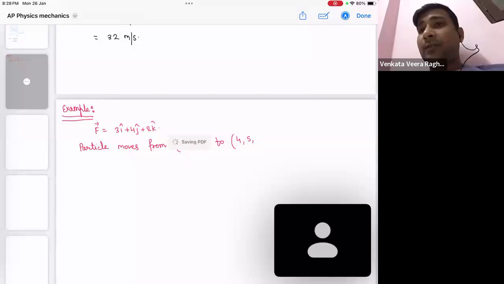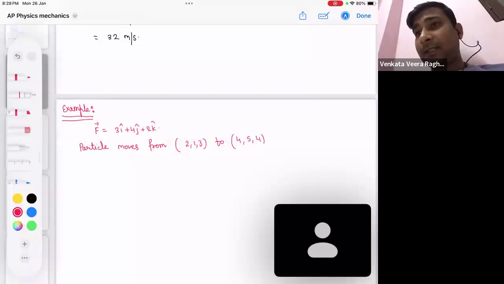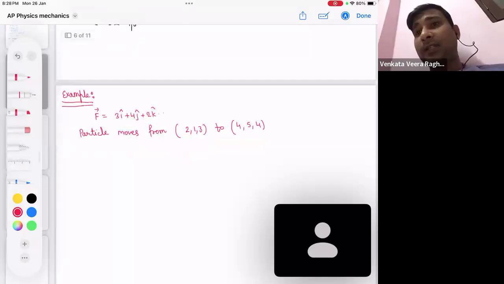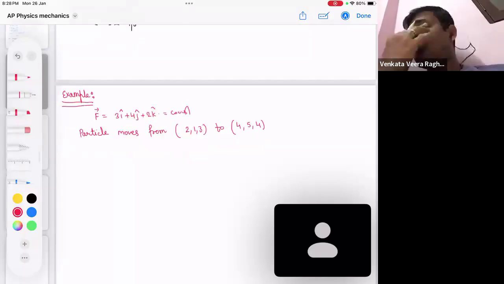A force is acting like this, and this force is constant, right? Check it, it's a constant force, not a variable force. So this force is given as what?